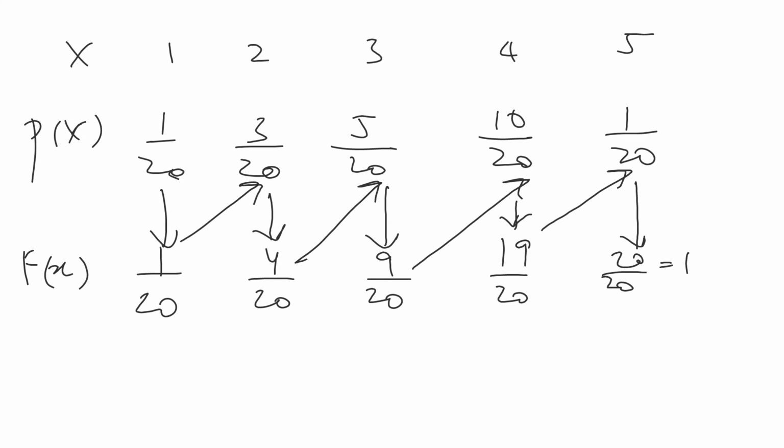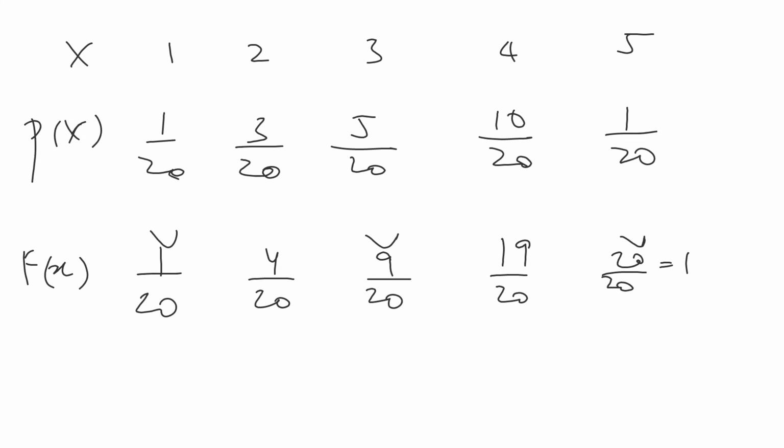And the last value should always give you 1. Last value in the CDF row or CDF column should always give you 1. So basically this is how CDF is calculated.